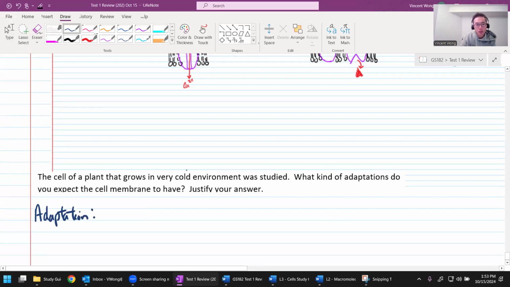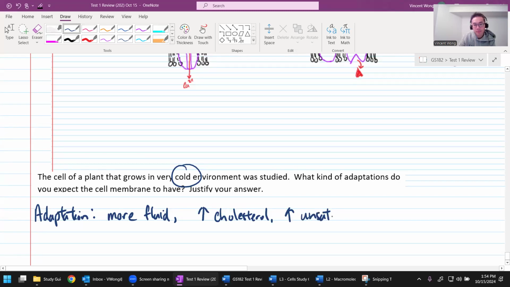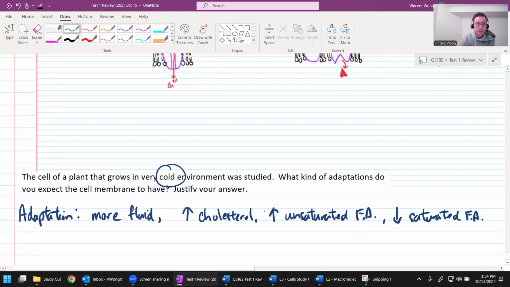Okay, so if it's a cold environment, the adaptation is it needs to be more fluid so that it's not going to freeze up. So for it to be more fluid, you need to have more cholesterol, more unsaturated fatty acid, and less saturated fatty acid. Okay, so this is for cold. That's the 4 marks. 1, 2, 3, 4, right?